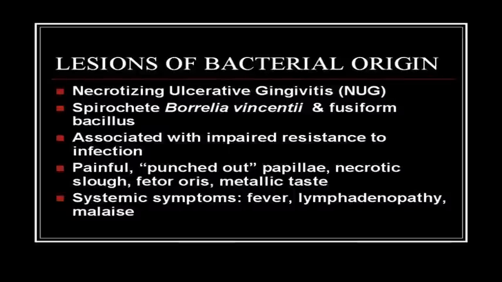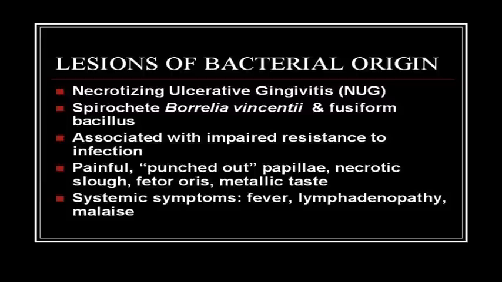The following conditions have bacteria as a source of infection. Some are treated and others resolve on their own. As we move through the lesions, we'll identify those that may require treatment and what may be prescribed for them. The first lesion of bacterial origin that we're going to discuss is necrotizing ulcerative gingivitis, commonly known as NUG.